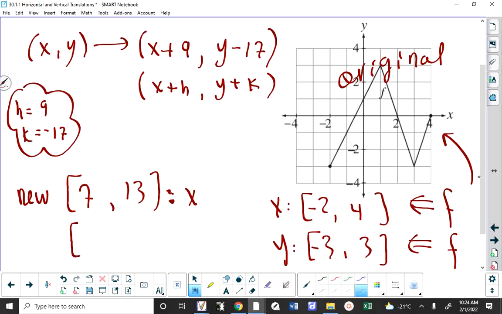For the range, if the smallest value of y was negative 3, and we're shifting everything in a negative direction 17, then if I take negative 3 and take 17 away from it to get negative 20, that will be the minimum value of the new function. And if the highest value of y was 3 and I take 17 away from it, how is my arithmetic? Negative 14? Okay. And this is your range.